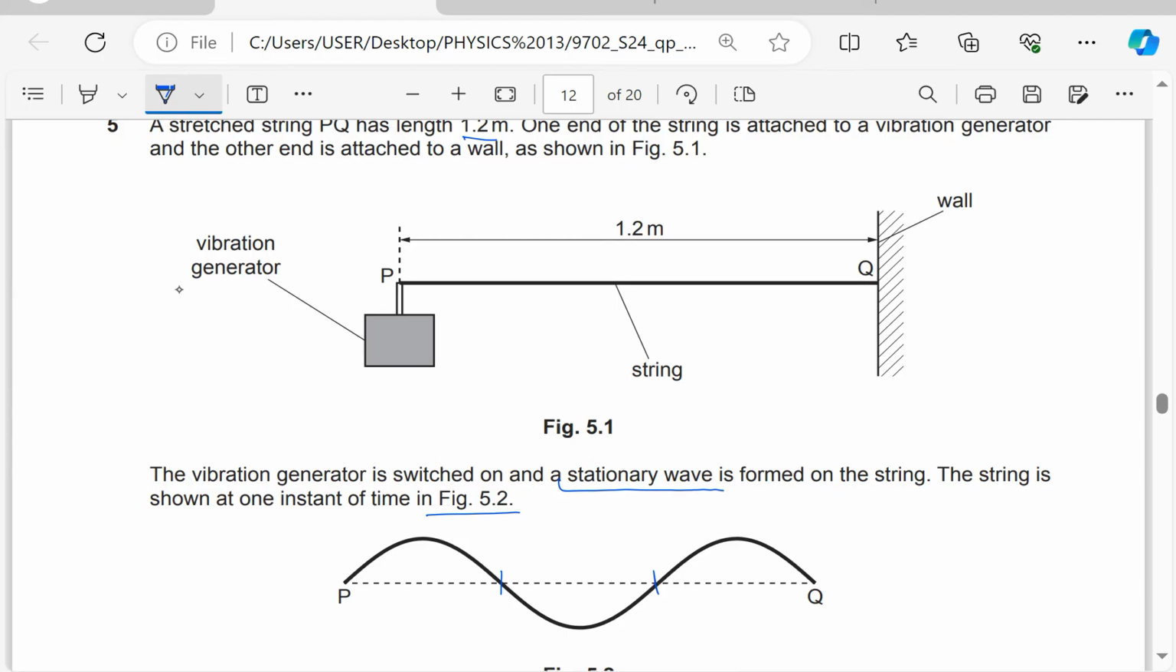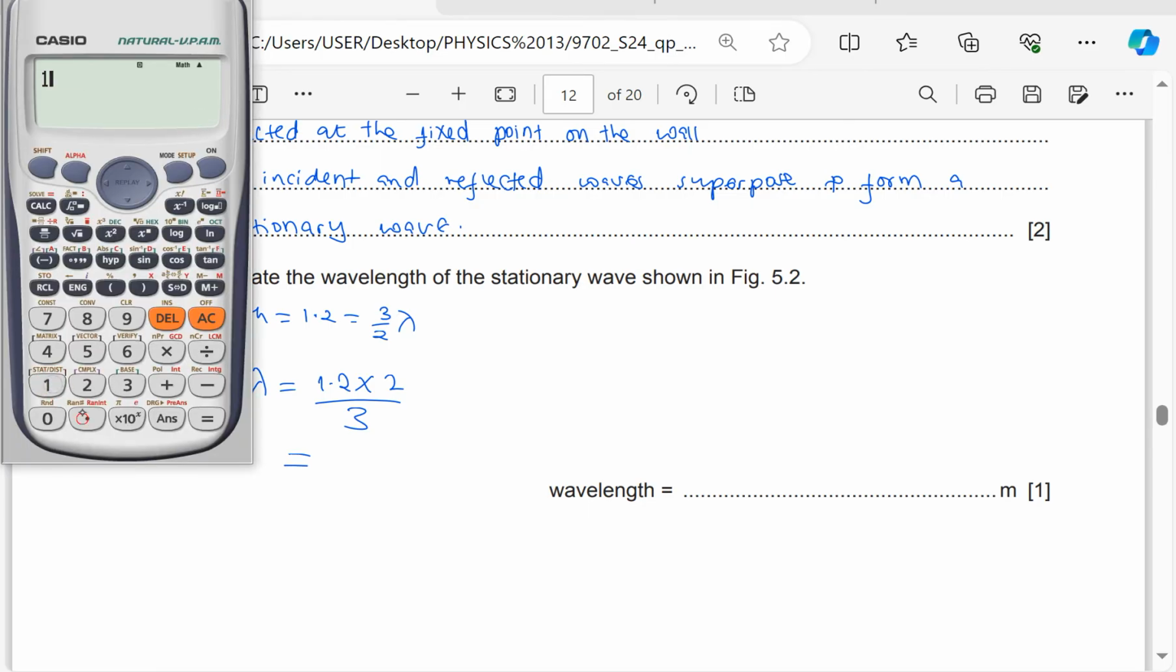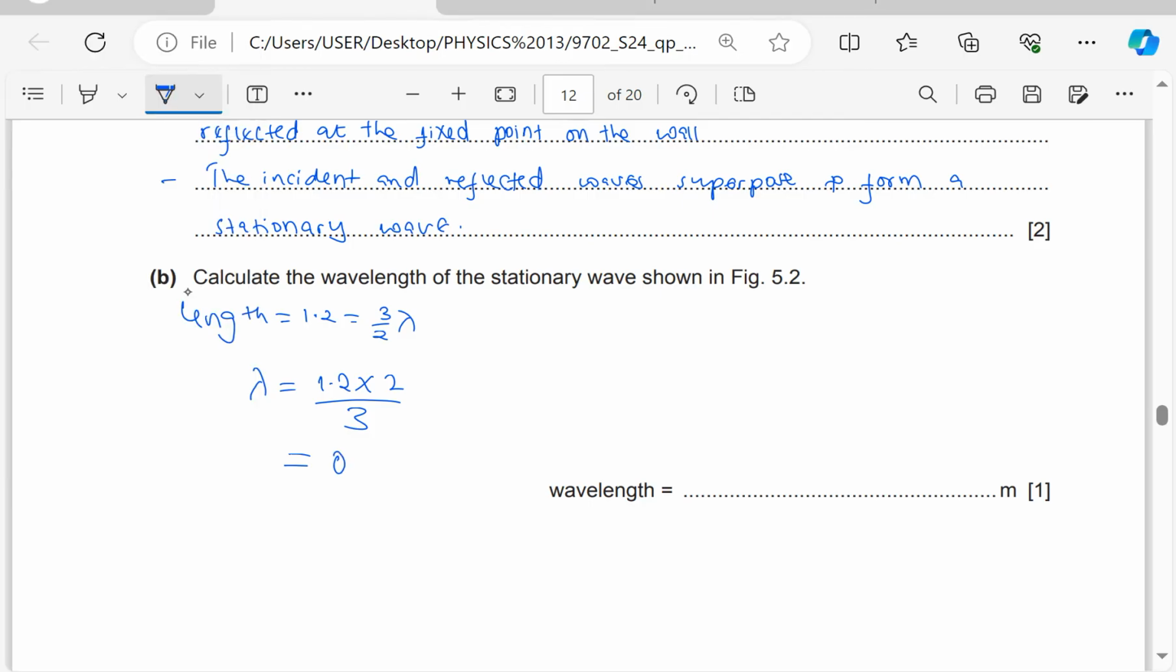So this is a half, and a half, 1.5 cycles. So 1.5 cycles, I think that is 3/2. So the length, which is 1.2, is giving us 1.5 cycles, which is 3/2 of the wavelength. So which means the wavelength is going to be equal to 1.2 times 2 divided by 3. So this is 1.2 times 2 divided by 3, which is 0.8. So I'll write 0.80.